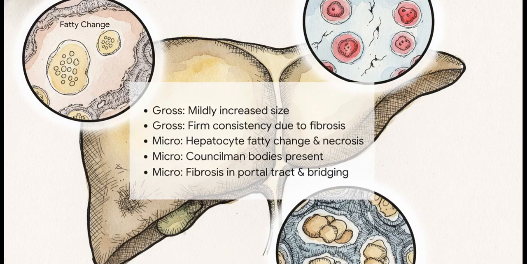Then, if we zoom way in microscopically, the hepatocytes show fatty changes and these dying cells called Councilman bodies. We also spot those pseudolobules forming without their central veins, right alongside portal tract fibrosis and fibrous bridging between the tracts. Our source strictly terms that bridging as biostasis.